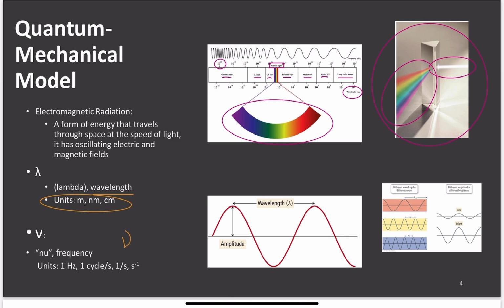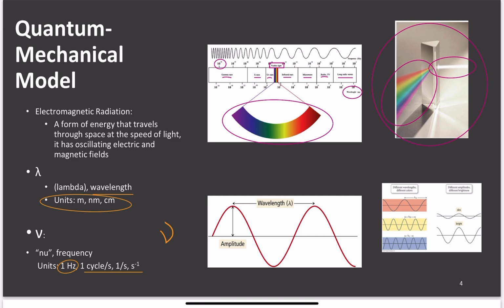And frequency is called nu. It looks like a V, but it's actually this curved V. It's a Greek letter, but it looks like a V, depending on what font you use on your computer. But a frequency is measured in hertz. So 1 hertz is 1 cycle per second, or 1 per second, or seconds to the -1.